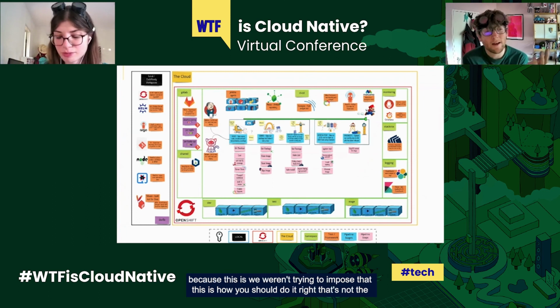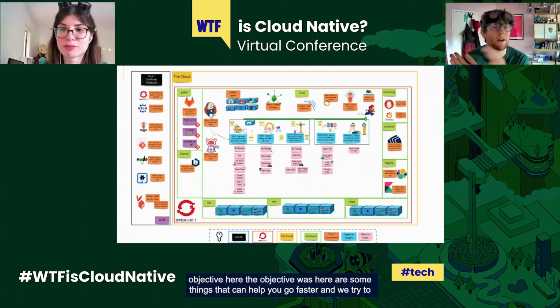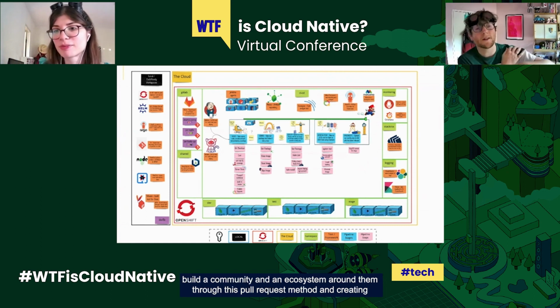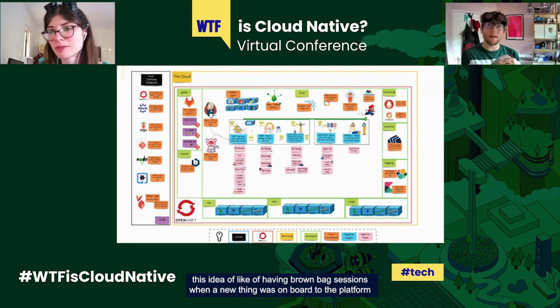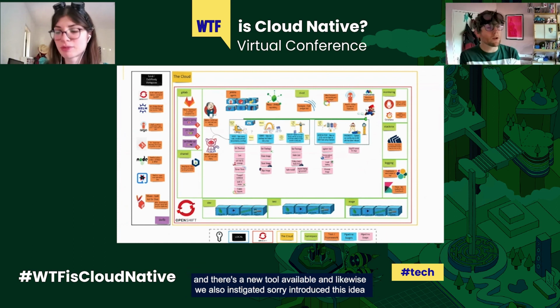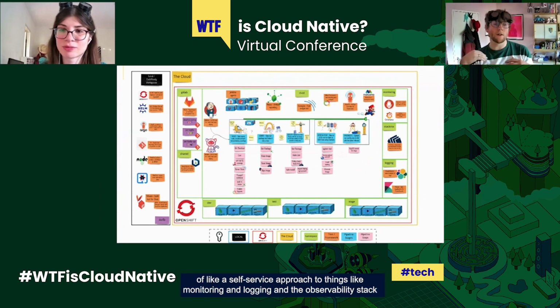And obviously, we weren't trying to impose that this is how you should do it, right? That's not the objective here. The objective was, here are some things that can help you go faster. And we tried to build a community and an ecosystem around them through this pull request method, and creating this idea of having brown bag sessions when a new thing was onboarded to the platform and there's a new tool available.